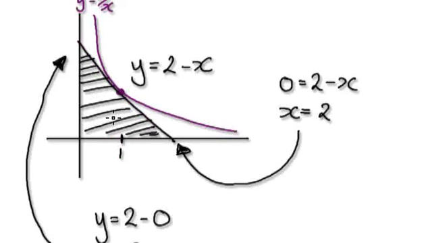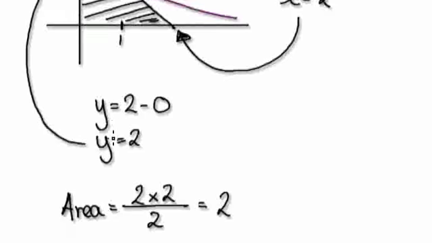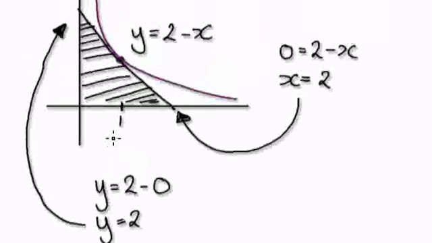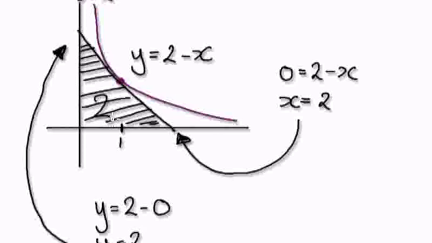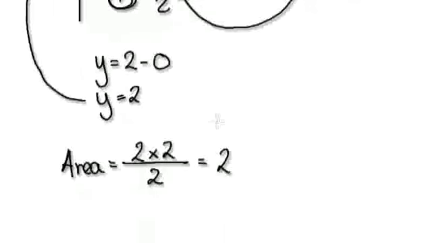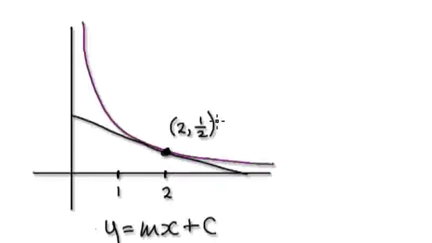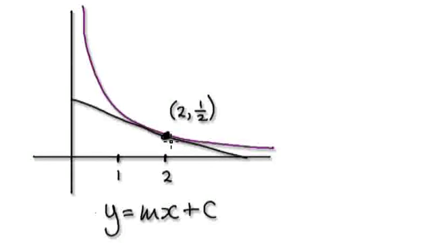Okay, so now let's try and do it for when x equals 2. So remember, the tangent at x equals 1, the area is 2. When x equals 1, the area equals 2. Now we're going to try it for this one here. So now we've got to try it for x equals 2. So we draw a tangent at x equals 2, and again we need to know the equation of this line.